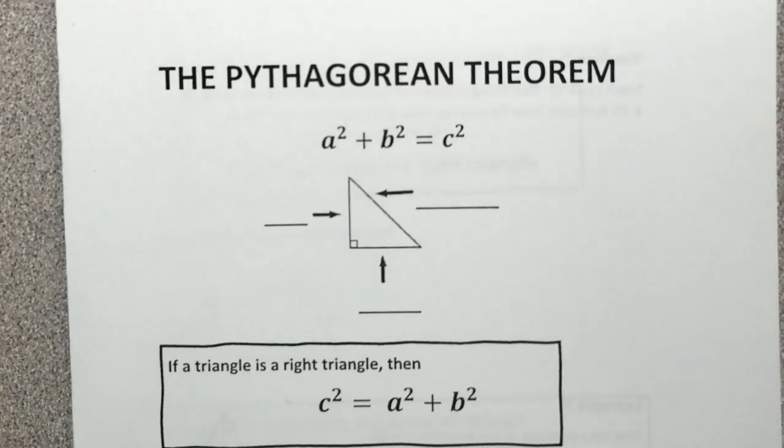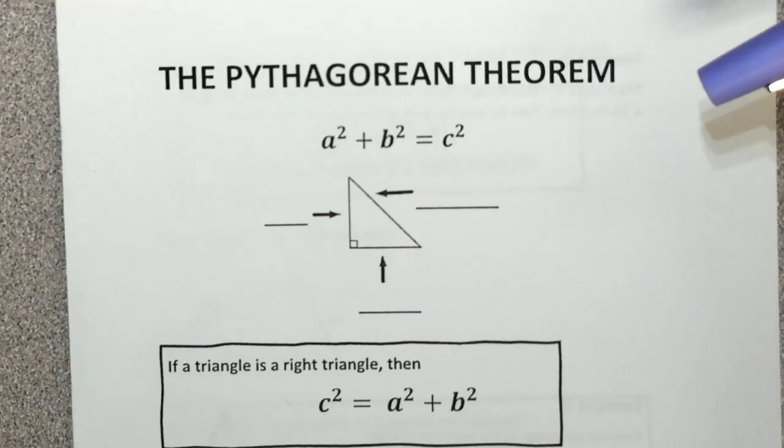What does it mean? One side squared, it's a right triangle, plus the other side squared equals the hypotenuse squared. Why do we square it? It is a good point.